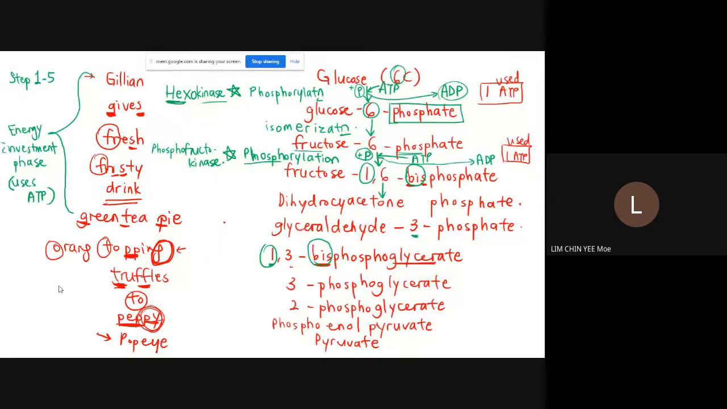So sekarang dah boleh bagi balik energy yang dah guna. Tadi energy investment kita dah guna energy, but then now in energy payoff phase we will produce the ATP. Dah tak guna ATP. Konsep ini sangat-sangat penting ya. Starts from this step, dia tak guna ATP. But now, what is weird here? Glyceraldehyde 3-phosphate jadi 1,3-bisphosphoglycerate. Apa beza dua ini?